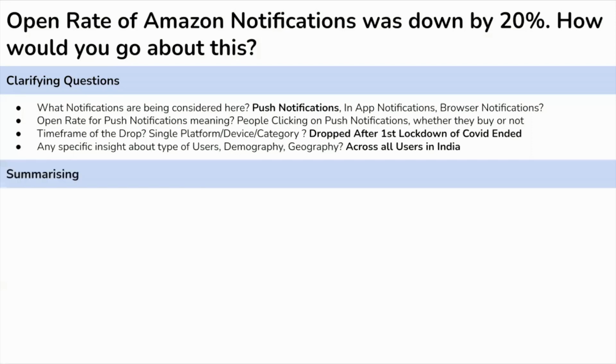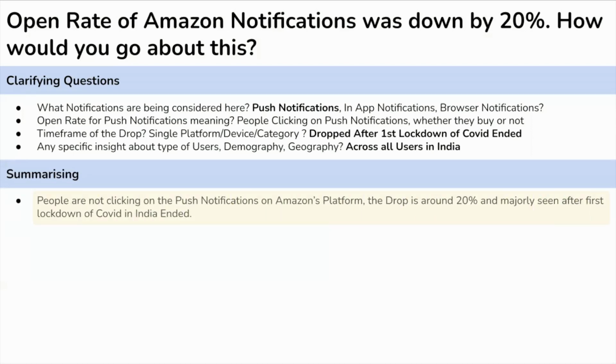Now it is time to summarize whatever we have discussed till now. Amazon has seen a sudden drop in the open rate of the notification when the restriction of the first COVID lockdown got lifted in India. This drop was seen across the devices, platforms, categories, and types of users.